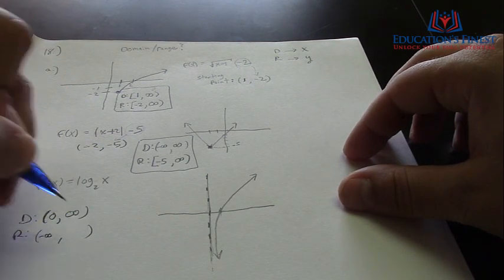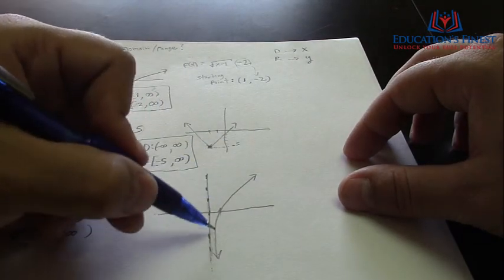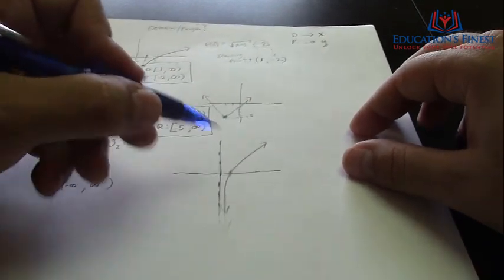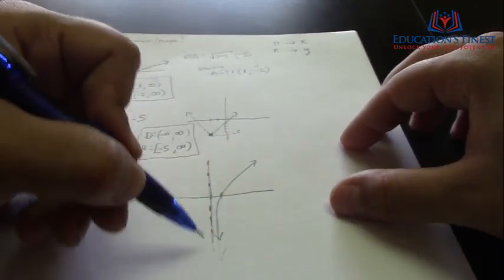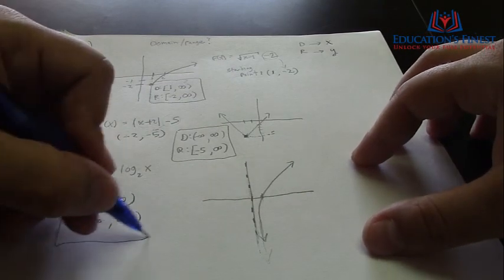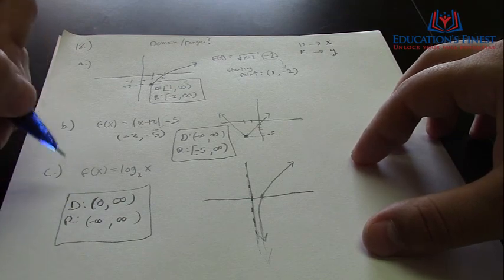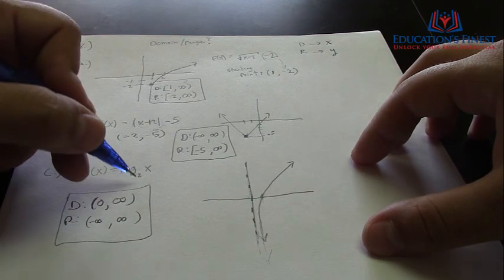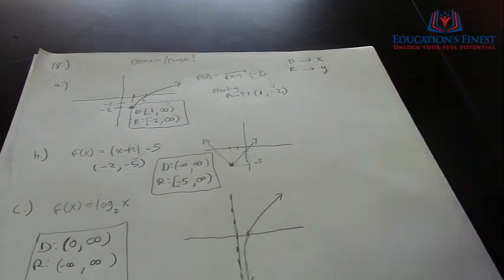In this case, it's just going to be -infinity to infinity because the graph shoots down forever. It just continues to go down, down, down, and it continues to go up, up, up for eternity. And that is your domain and range of f(x) = log base 2 of x.